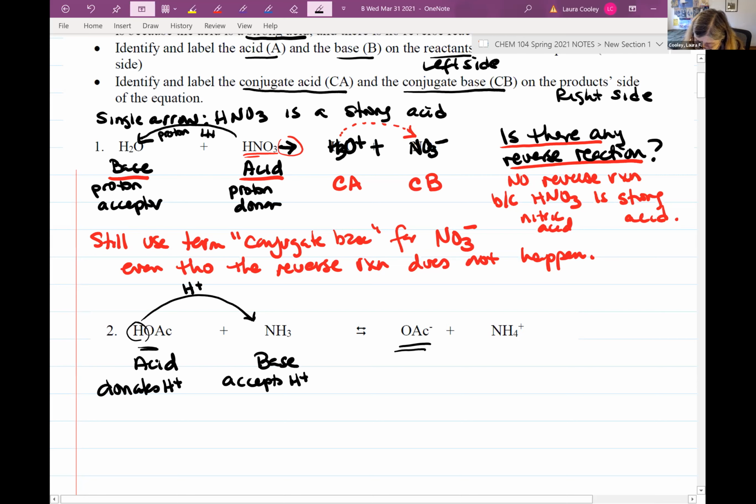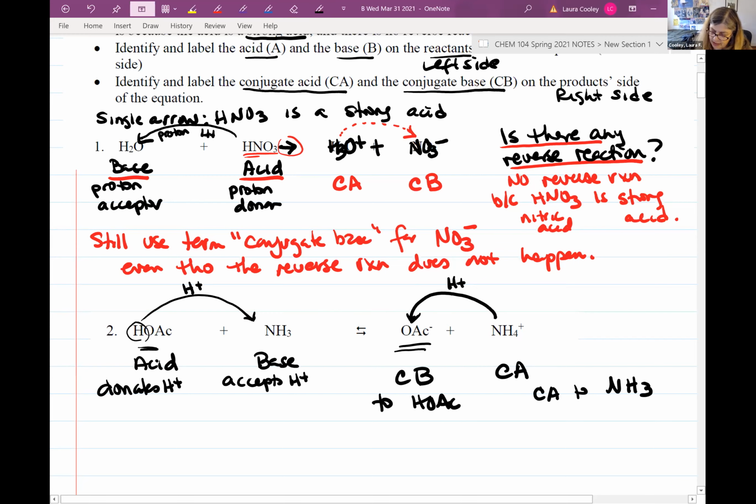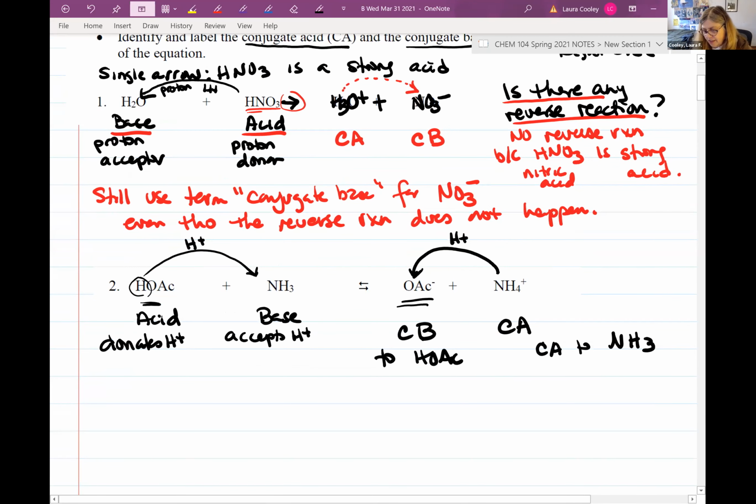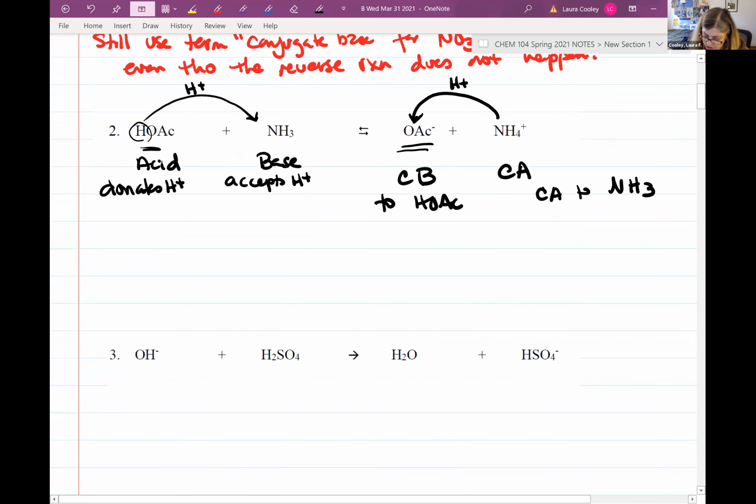And in the reverse reaction, how could we get back to that side? We would have the OAc minus accept a proton. So ammonium here would be the acid, the proton donor, but we would call it the conjugate acid. It is the conjugate acid to ammonia. And acetate is the conjugate base to acetic acid. So that's how we would label these in this equation, if you're ever asked to do that.